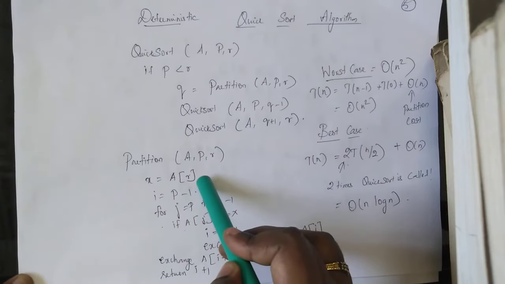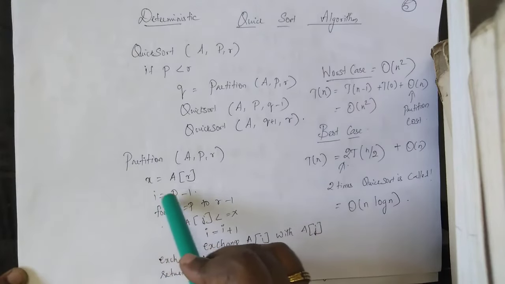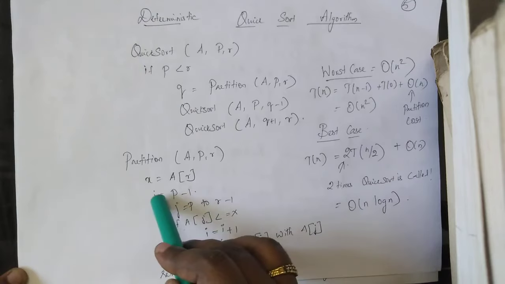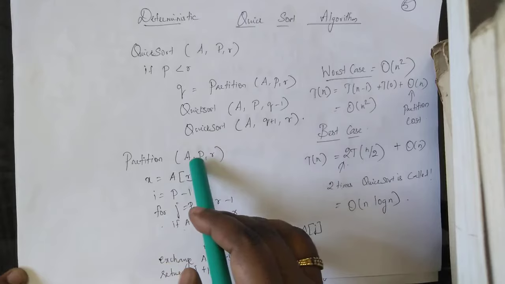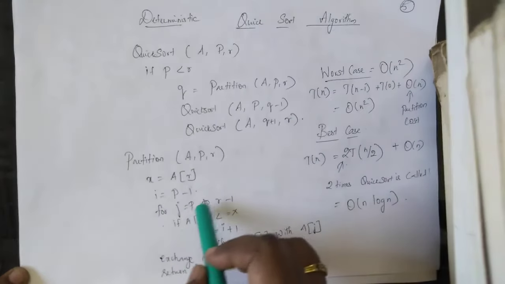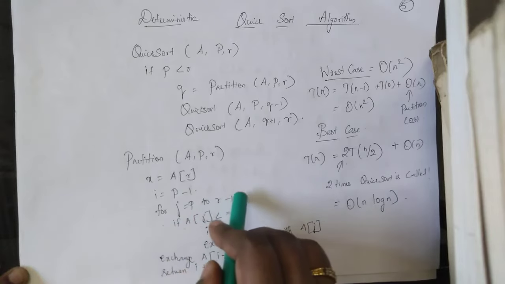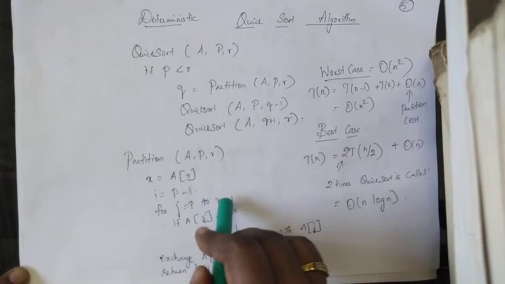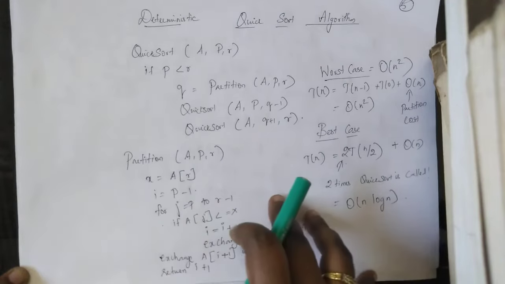So remember, we are looking at the deterministic quicksort algorithm. We have two pointers, i and j. i will always be initialized to p minus 1. So if p is 1, then it will be 0. This j is going to scan the entire array from p to r minus 1, that is the element which is immediately before the last element, the pivot element.